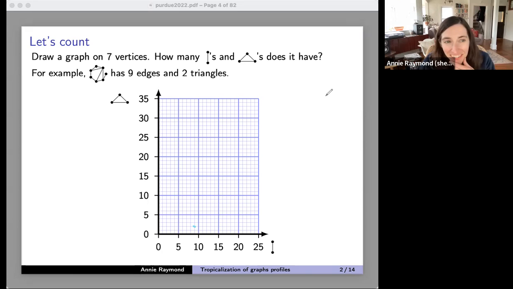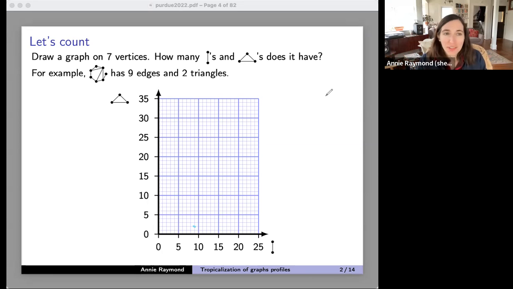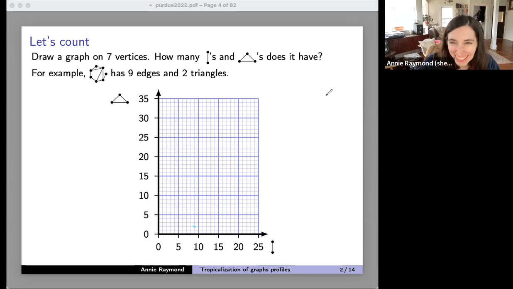But Ali, tell me, how many edges and triangles do you get in your graph? In this graph, or in any graph, your favorite graph on 7 vertices? On 7 vertices, that's complicated. My favorite graph is the empty one. Choose the empty one. So how many edges and triangles do you have? 10 edges and 3 triangles.